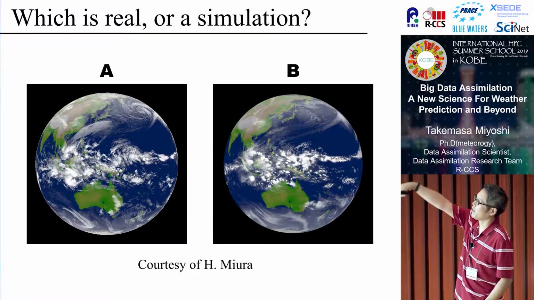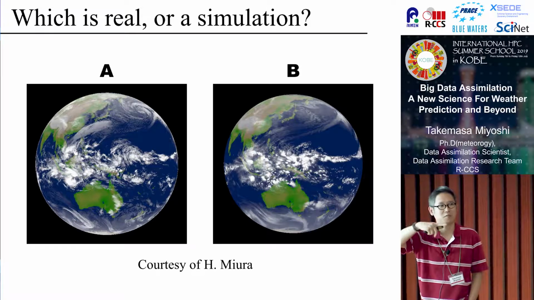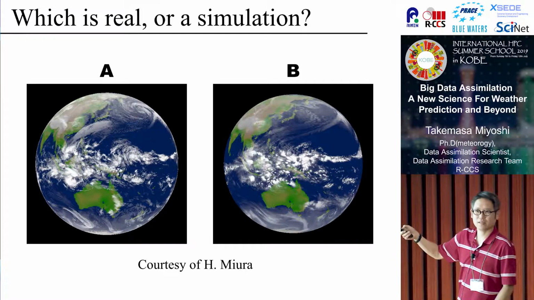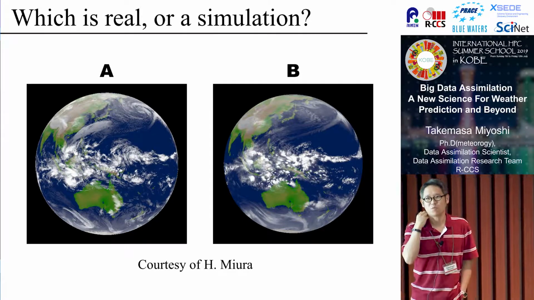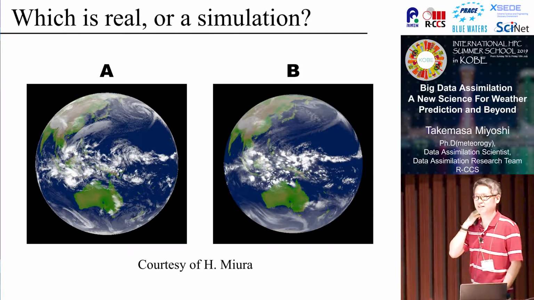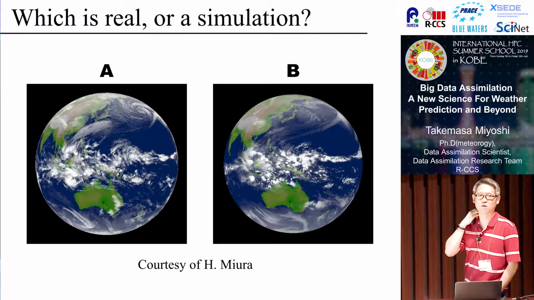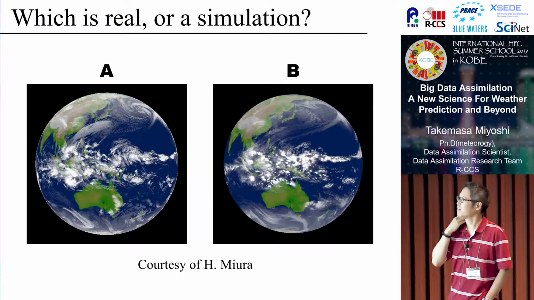Raise your hand if you think A is a simulation. Okay, I can count 1, 2, 3, 4, 5. Raise your hand if you think B is the simulation. Okay, many more. So it's very hard to tell. That was the point, but it seems that you have very good eyes or very bad eyes. I don't know the answer yet.